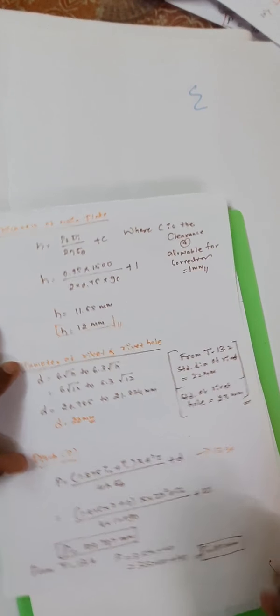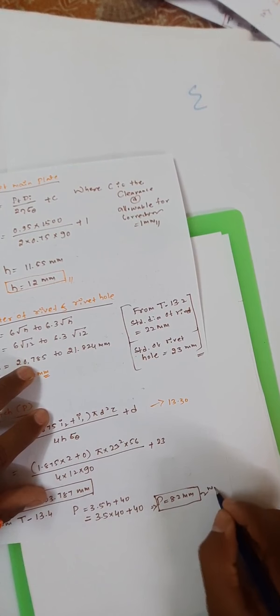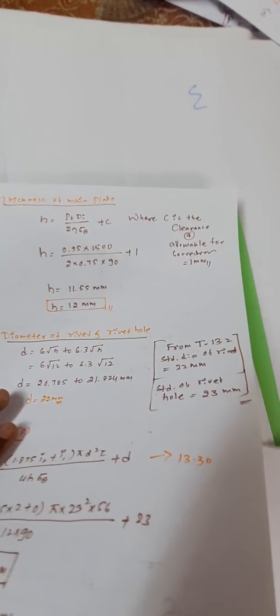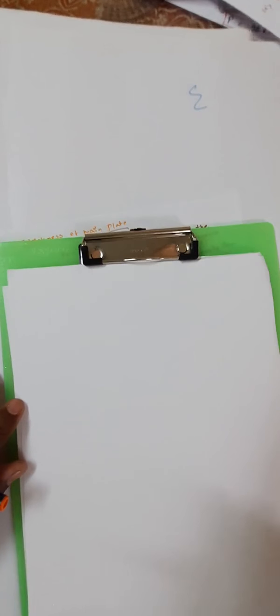So, here we need to consider the minimum value. So, this is the minimum value. So, we need to consider this value for this given problem. Next, what we need to find out? We need to find out the next parameter. We need to find out the transverse pitch, PT.